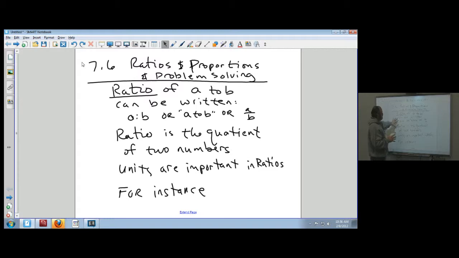But the ratio of A to B, when we're talking A to B, we're talking about the ratio of two values. It can be written in this way, A colon B, or A to B in words, or as the fraction A over B. Ratio is quite simply the quotient of two numbers.